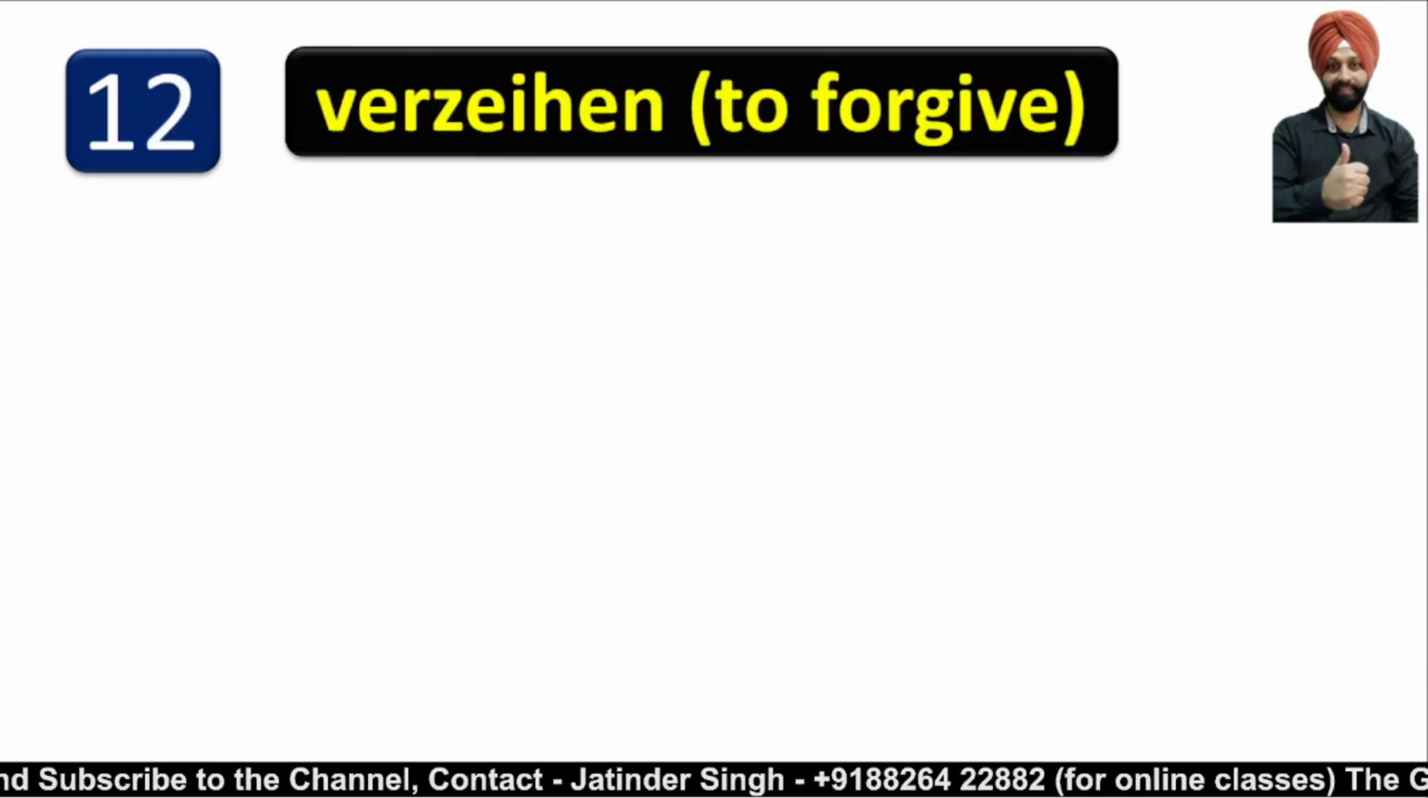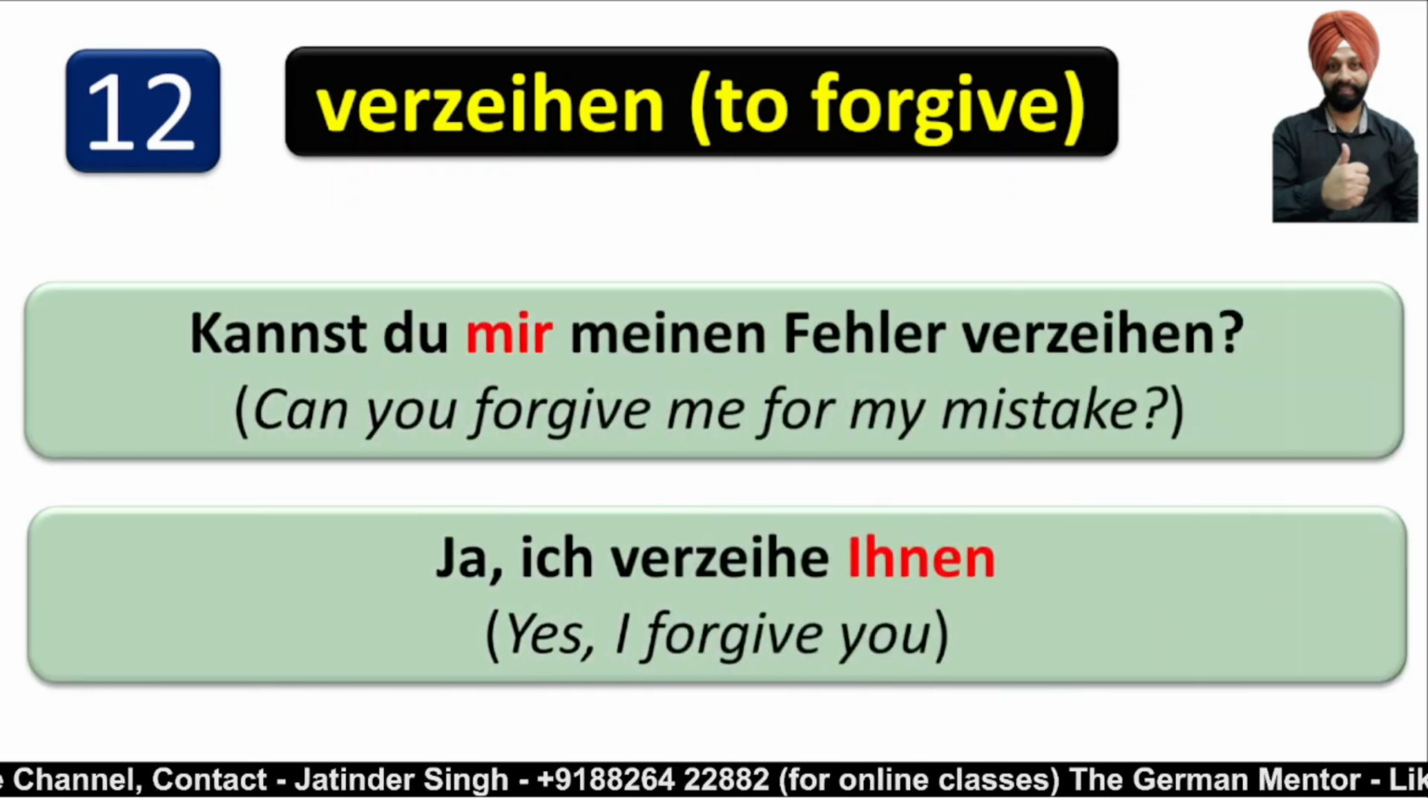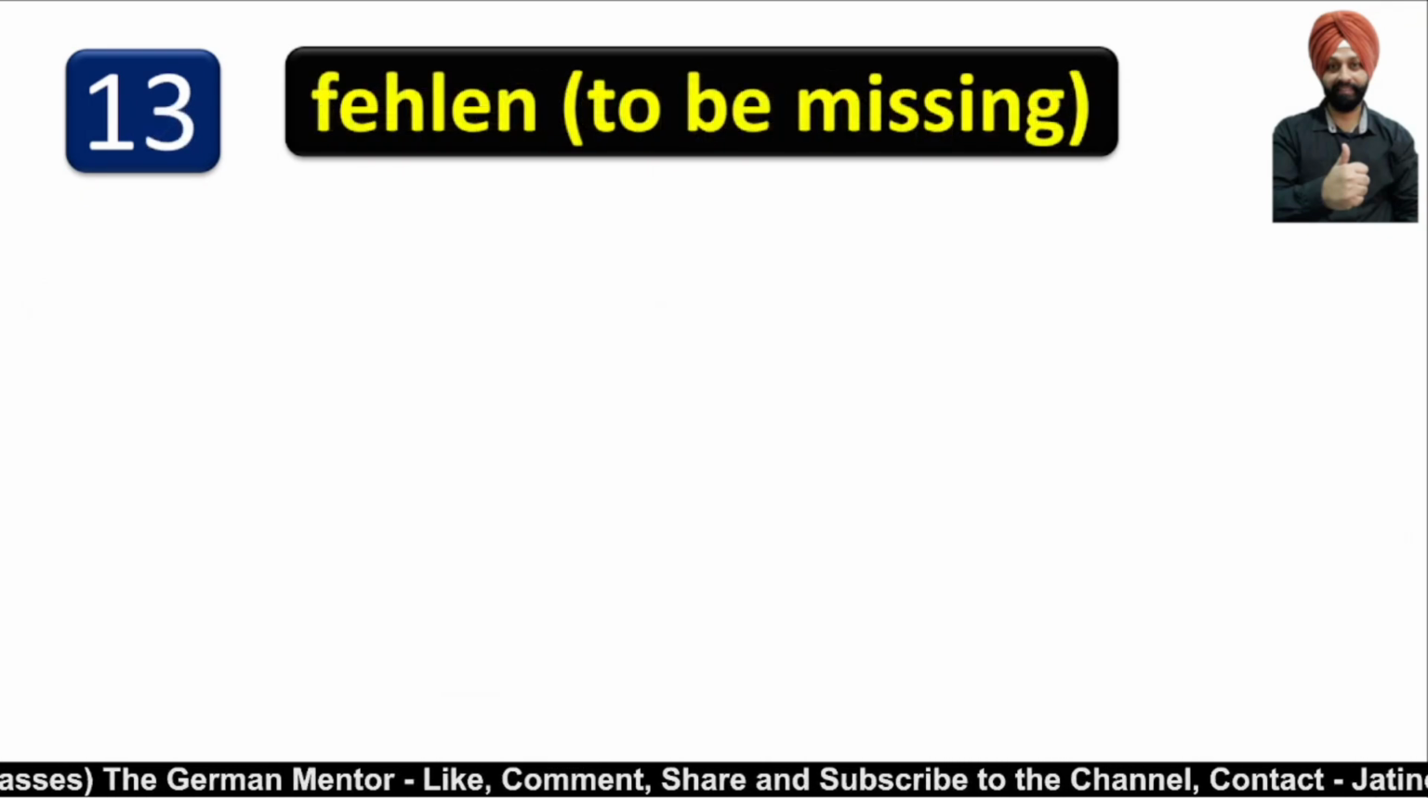Nummer 12, verzeihen, which means to forgive. Here comes the example. The question is, kannst du mir meinen Fehler verzeihen? Ja, ich verzeihe Ihnen. Oder ich verzeihe dir. That depends on you. Nummer 13, the next one, fehlen, which means to be missing.